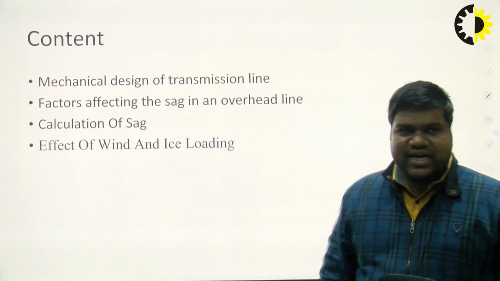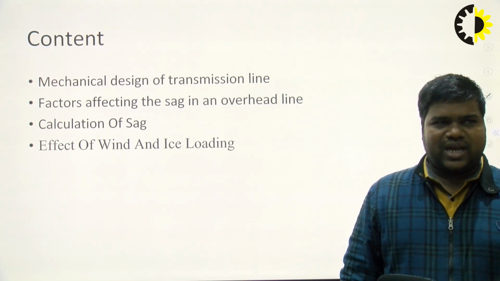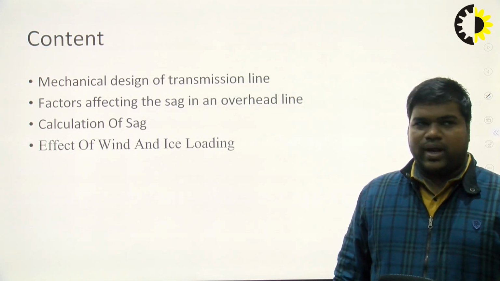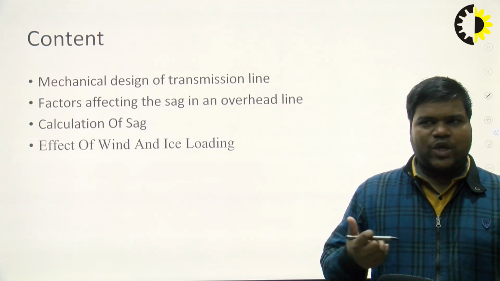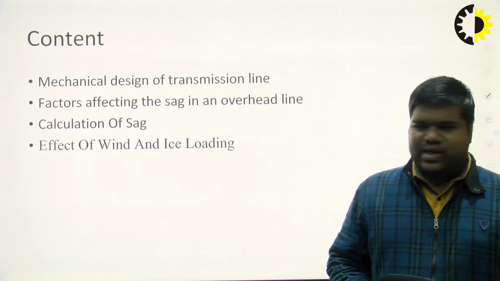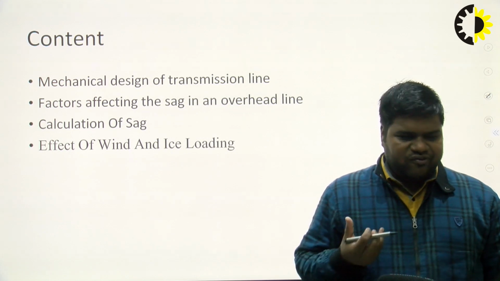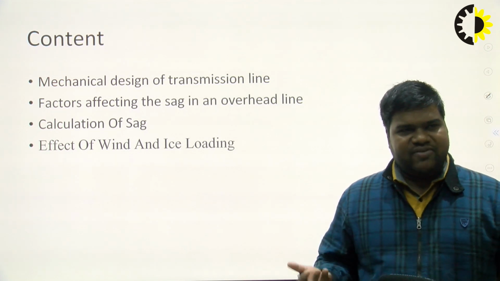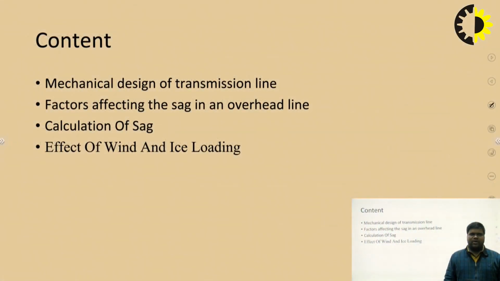If we see the content, the first one is mechanical design of transmission line, and what are the factors affecting the sag for the overhead line, and what are the formulas and procedures to calculate the sag, and what are the other factors. Also the effect of wind and ice loading. We will see the effect of atmospheric conditions such as wind and ice loading, and the other factors, to see the impact on sag.